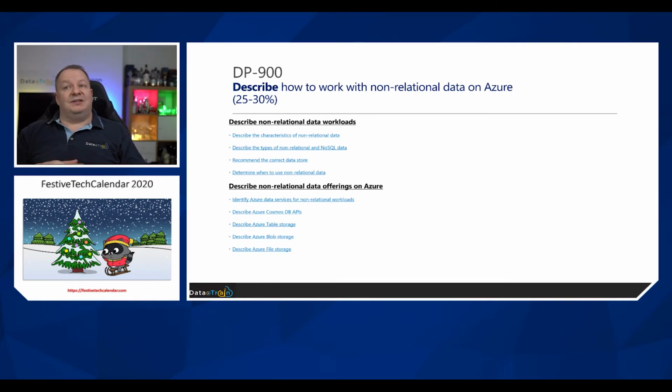So we need to understand the non-relational data workloads and the characteristics for that. What are the types of data? So what's a JSON file? How do we get data in and out? How do we understand how to set those systems up to harness that data, put that data in, query it? What's the right data store to use?